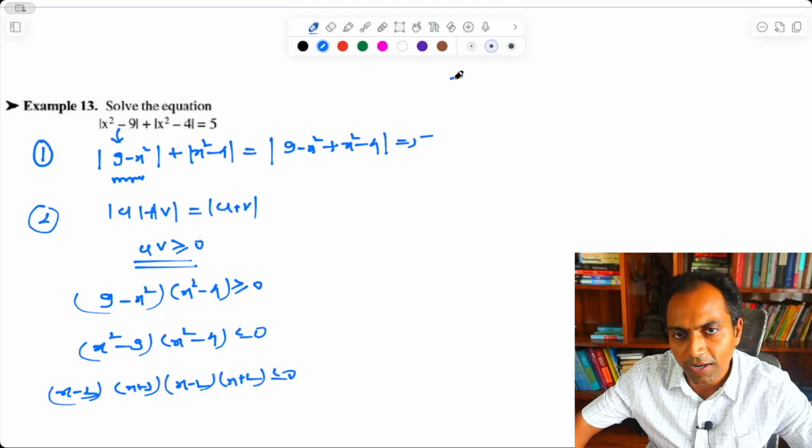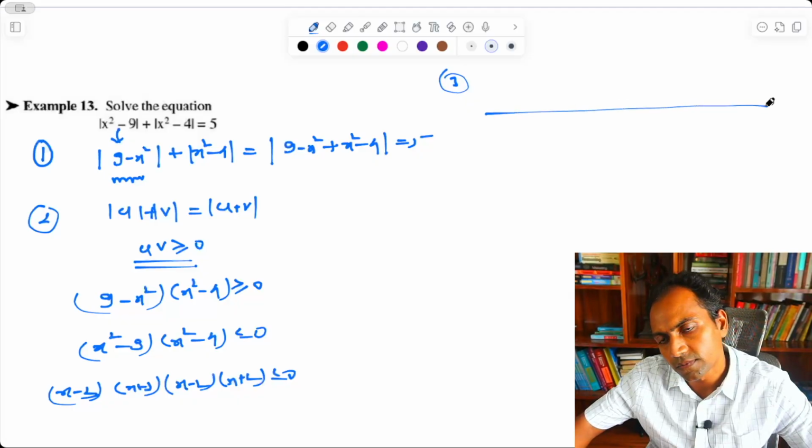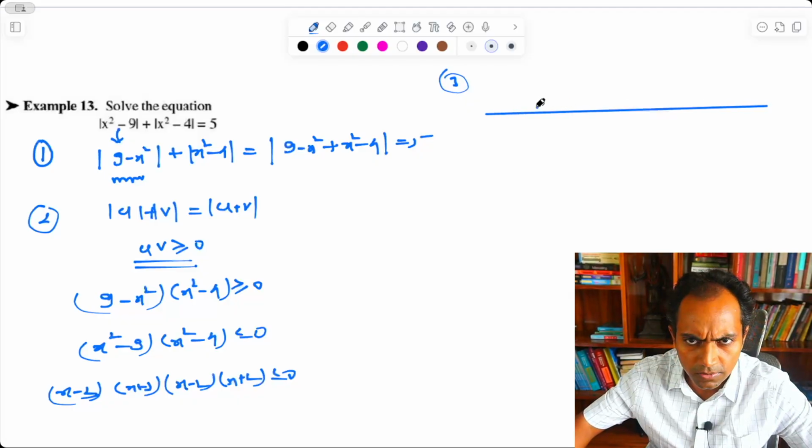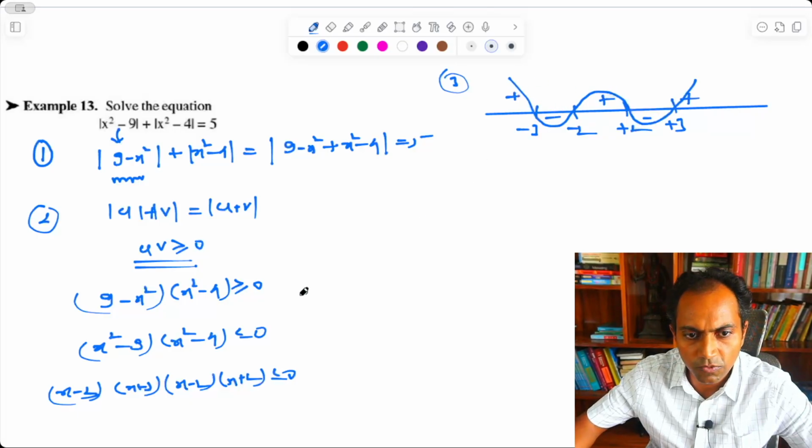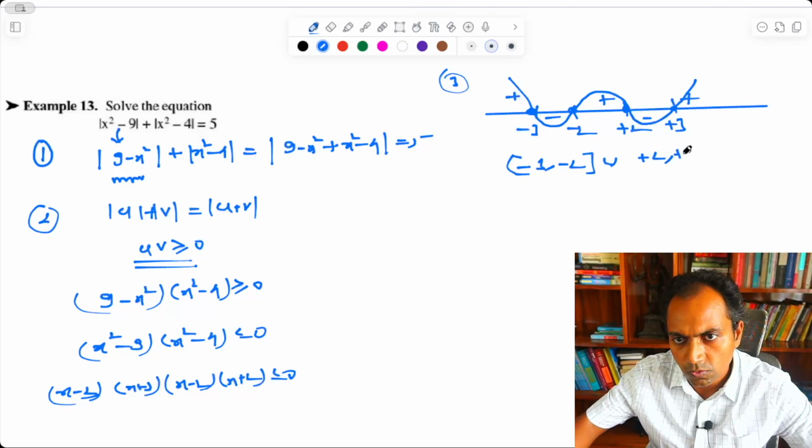In the third part, we are going to draw the wavy curve. To draw the number line, put the points minus 3, minus 2, plus 2, plus 3, and draw an alternating graph between both of these: plus minus plus minus plus. Since we want values of x smaller than or equal to, there is an equal to sign. We are going to include the middle points. So answer becomes minus 3 to minus 2 closed, union plus 2 to plus 3 closed.